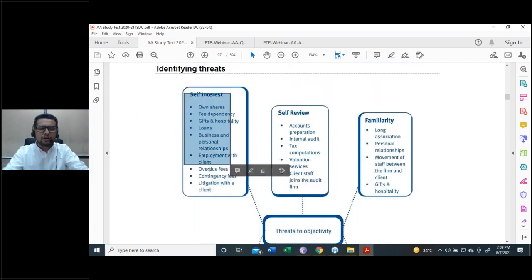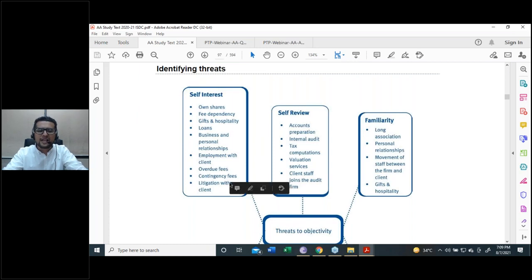ASSIF. The second alphabet is S, and S stands for self-interest. So an auditor has to make sure that there is no self-interest. And in order to avoid self-interest, the auditor should not have any shares in the audit client. There should not be any fee dependency. The audit fee should be dependent on the amount of work rather than on the profit of the company. We should not accept any gift or hospitality. We should not be involved in any kind of loans or business relationships with the client. If there is an employment opportunity with the client, that creates a self-interest. If there is an outstanding fee for a very long period of time and the client has not paid it as yet, that creates a self-interest.